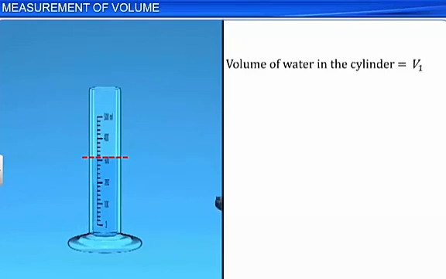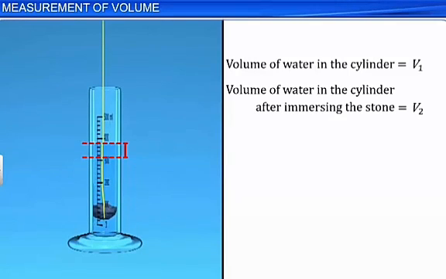Now tie the given irregular solid object to a thin long thread. Lower the solid object slowly into the cylinder so that the object is completely immersed in the water. The level of the water in the measuring cylinder rises. Note down the volume of water again. Let this volume be V2. Thus, the volume of the irregular object is equal to the difference between V2 and V1.